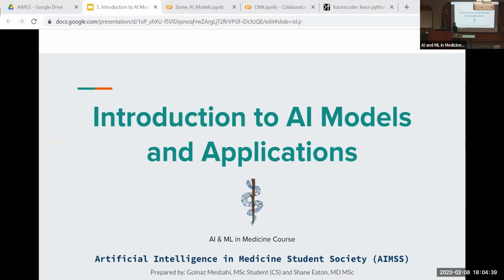With that, I will pass it on to Golnaz, who is a master's student at the Department of Computing Science, or is it the Computing Science Department? Is it Computing Science Department? Okay. I get confused. I seriously am confused at this point with whether it's Department of Computing Science or Computing Science Department, or even Computer Science. Anyways, so I'll pass it on to Golnaz, and she'll tell you about the AI models and applications in medicine. There you go.